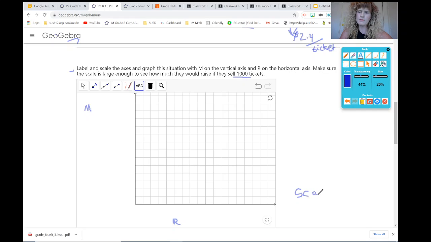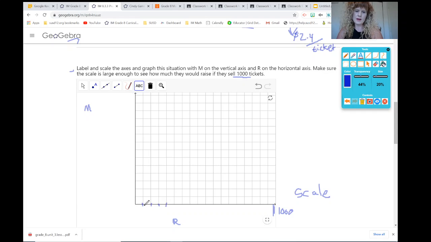Don't forget the importance of scaling. Scaling is like zooming into your graph or zooming out. And in this case, we're kind of zooming out. We want to go all the way up to 1,000 tickets. So what do you think our scale should be? Well, we're going up to 1,000. That's the scale. What should our individual tick marks be?